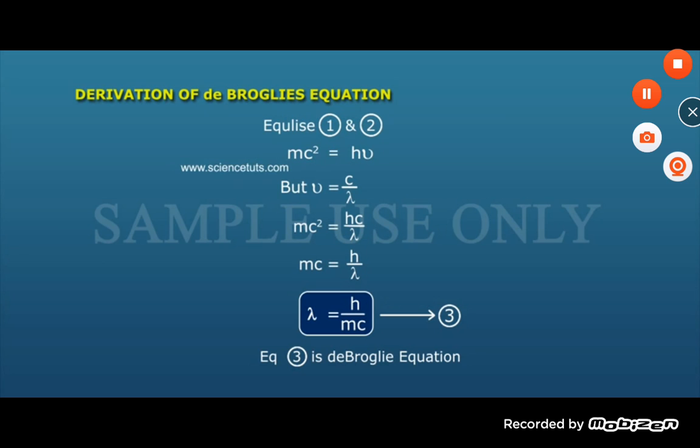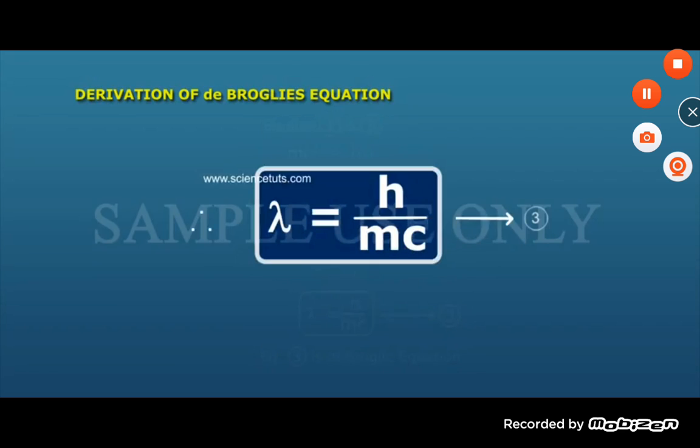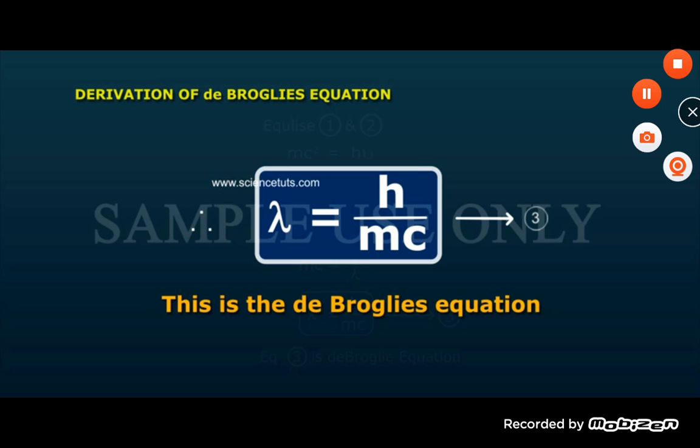mc square is equal to h nu. But nu is equal to c by lambda. So mc square is equal to hc by lambda. Cancel c on both sides. mc is equal to h by lambda. Therefore, lambda is equal to h by mc, equation 3. This is de Broglie's equation.